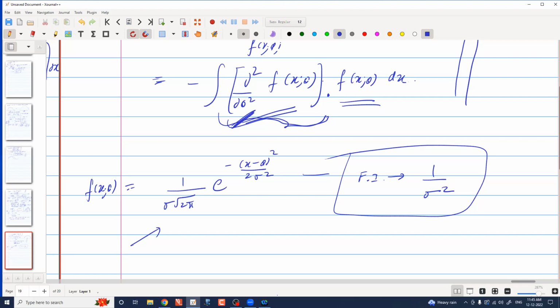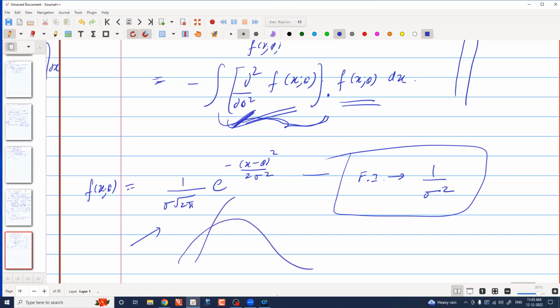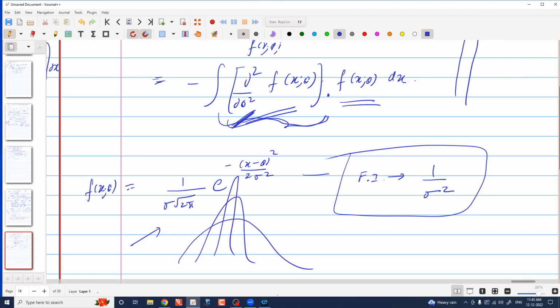Okay, so if you have a series of curves, of course, this one has the most Fisher information.